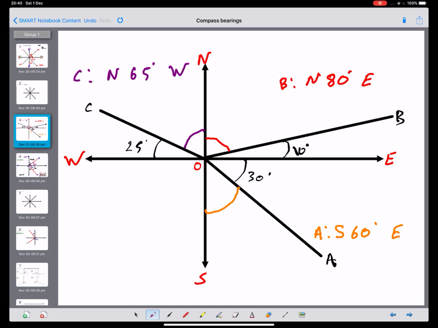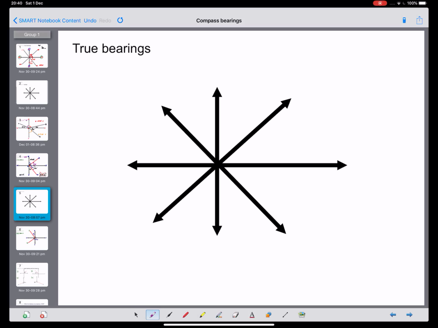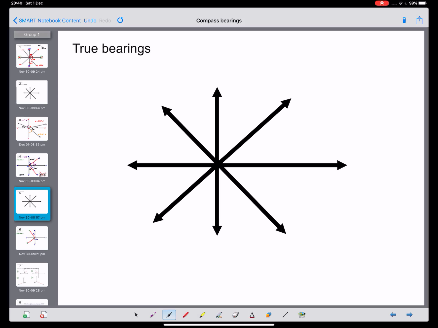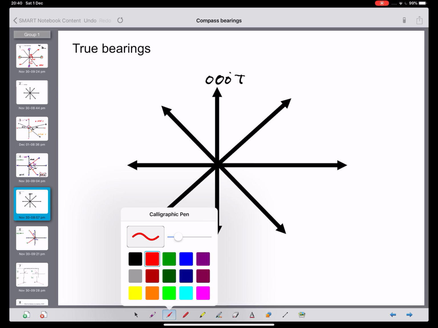Okay, so let's have a look now at true bearings. Let me just give you a quick example of what a true bearing is. For example, the smallest true bearing is 000, and we denote a T after the true bearing to distinguish from other types of bearings. Okay, before we do that, there's 3 really important points which you need to know about bearings.